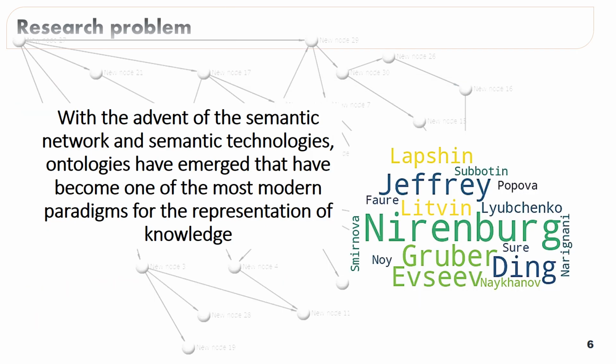With the advent of the semantic network and semantic technologies, ontologies have emerged that have become one of the most modern paradigms for the representation of knowledge. Ontology is a term borrowed from philosophy that refers to the science of describing the kinds of essences of various objects and the relationship between them. The use of computer ontologies was considered by Gruber, Jeffrey, Ding, Evseev, Lapshin, Litvin, Lyubchenko, Naykhanov, Narinyani, Nirenburg, Noy, Popova, Smirnova, Subbotin, and many, many others.